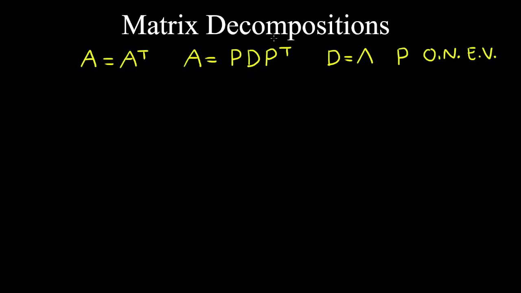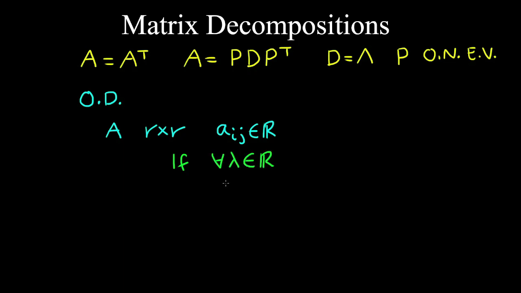Now there are other decompositions that exist to simplify matrices that can't be orthogonally diagonalized. So for example, if A is any square matrix with real entries, and if it has real eigenvalues, then there's an orthogonal matrix P such that its transpose multiplied by A by P is an upper triangular matrix.